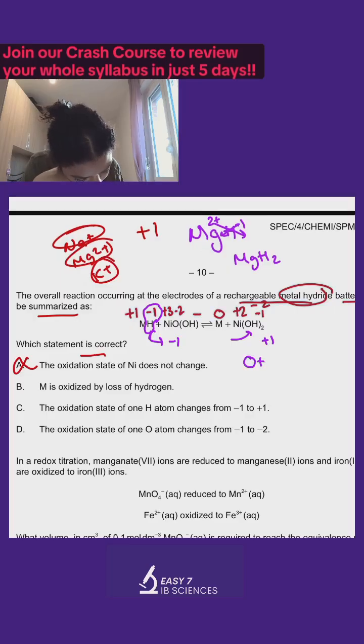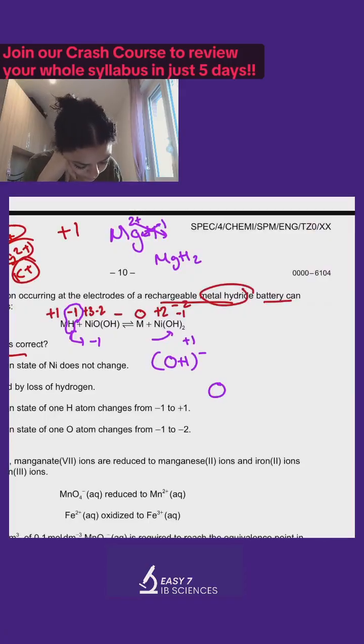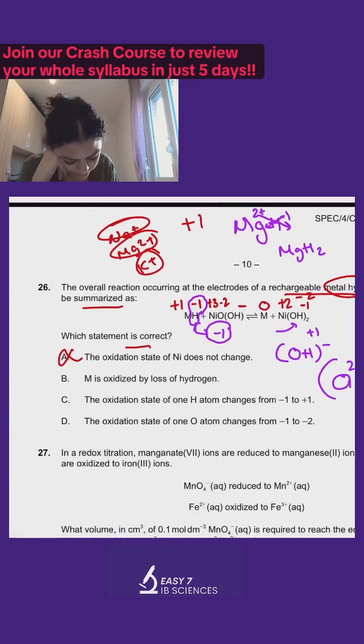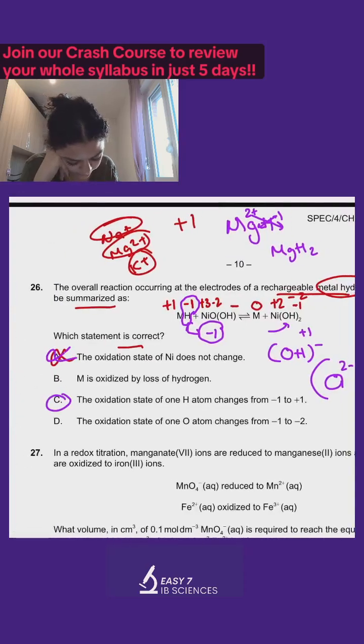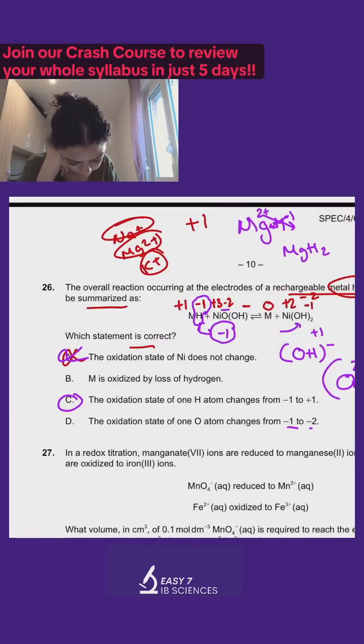Well, because if I take a look at my OH minus separately like this, my OH minus goes from being O2 plus and the hydrogen being, O2 minus. I'm getting my charges confused. O2 minus, from this being +1 to an overall charge of -1. So I see how this goes from -1 to +1. And that's why my answer is C. Of course, we've eliminated A. The oxidation state of the oxygen goes from -1 to -2. No, we know that it goes from -2 to -2, so no, it can't be D.